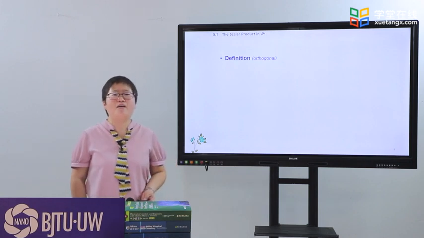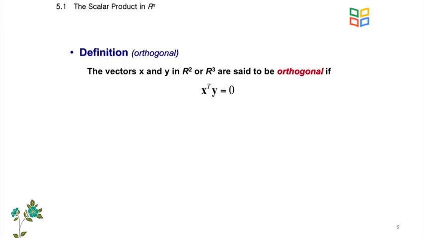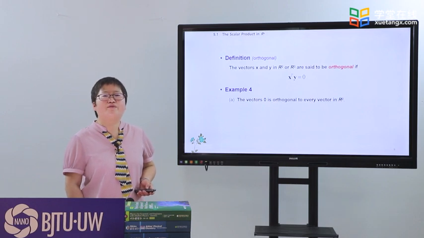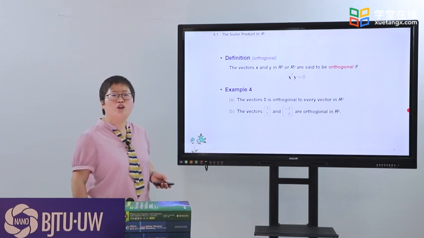Now, we give this important definition for orthogonal. The vectors x and y in R2 or R3 are said to be orthogonal if x transpose y equals 0, if the scalar product equals 0. You see this example. The vector 0 is orthogonal to every vector in R2. And the vectors 3, 2, and minus 4, 6 are orthogonal in R2. Because if you do this scalar product, it's just 3 times minus 4 plus 2 times 6 equals 0. So these two vectors are orthogonal.